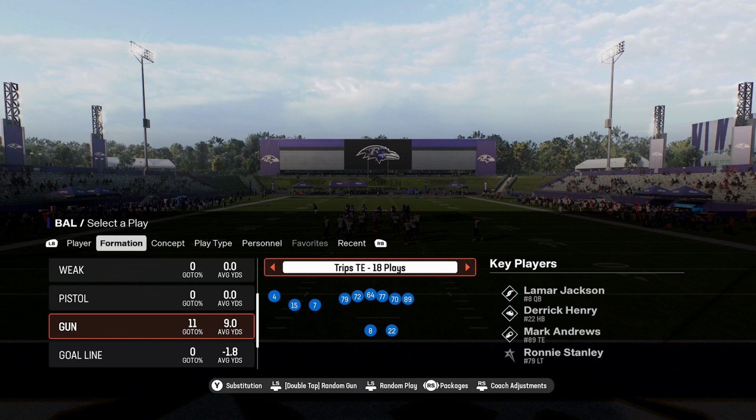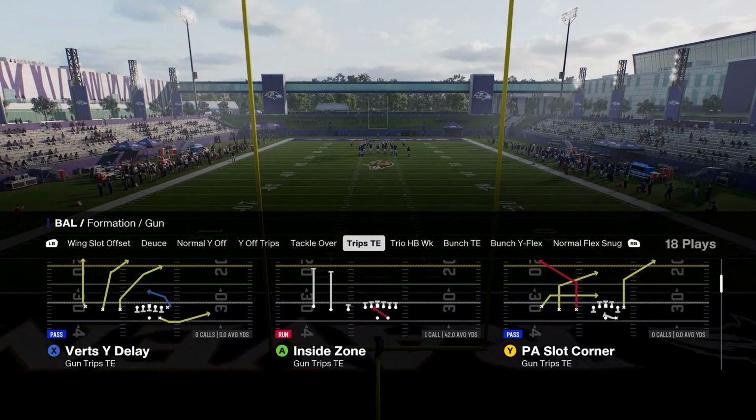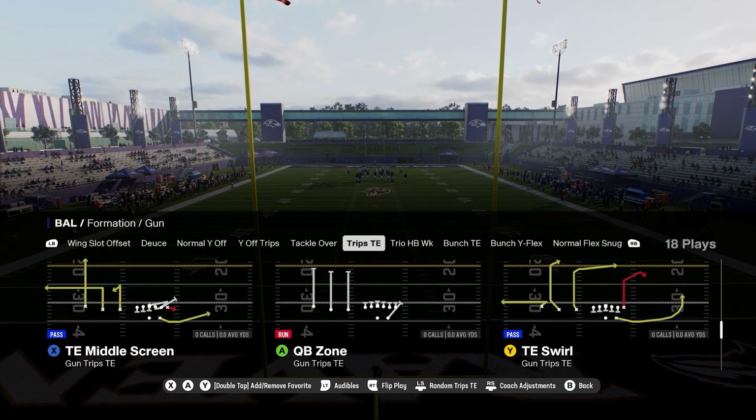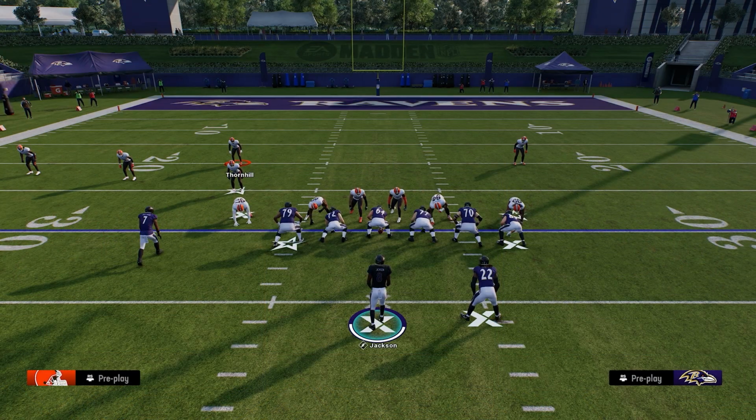The next concept we're going to talk about is going to be the quarterback zone. Now, this can be found out of a few different formations in the game, but we're going to be using it out of trips tight end here for today's video. Once again, this is very, very effective against the double mug meta. You can run this against other formations as well, but this attacks double mug extremely successfully.